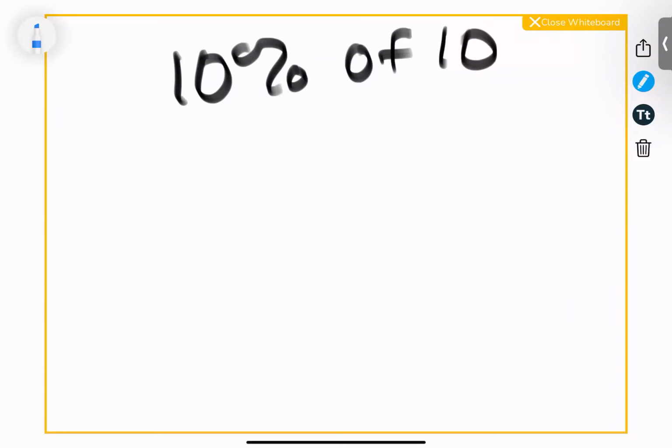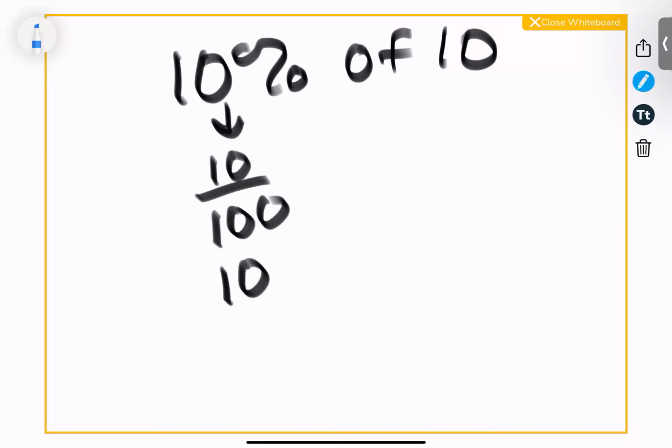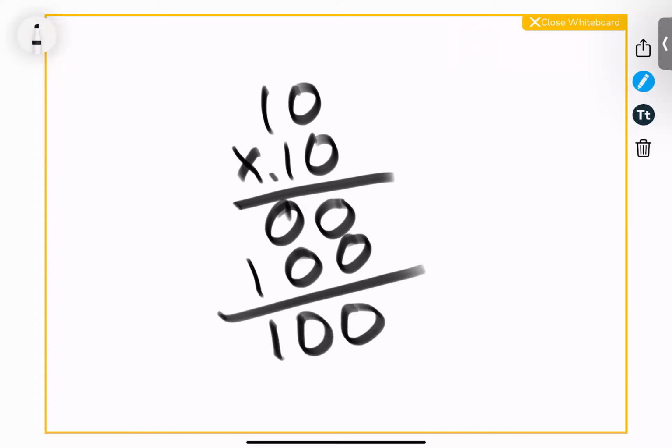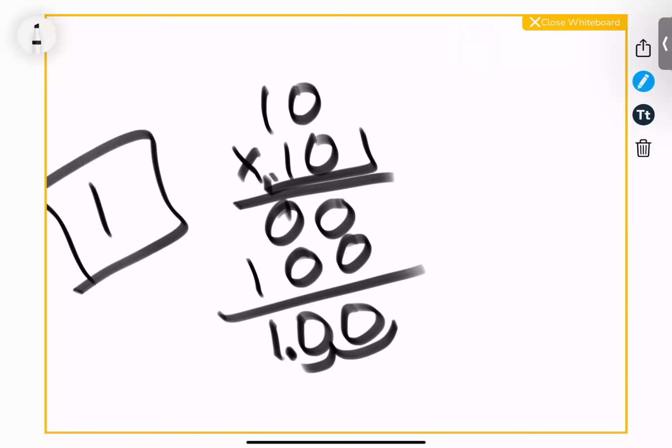10% of 10. 10% or 10 out of 100 or 10 hundredths. Of means times. 10 is 10. I'm going to write this in a way that works better for my multiplication. 0, 0, space saver. 0, 1, add. 2 digits in my question, 2 digits in my answer. 10% of 10 is 1.